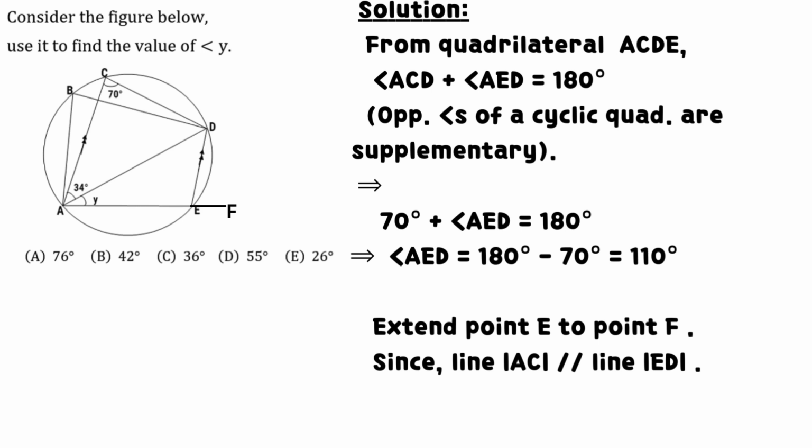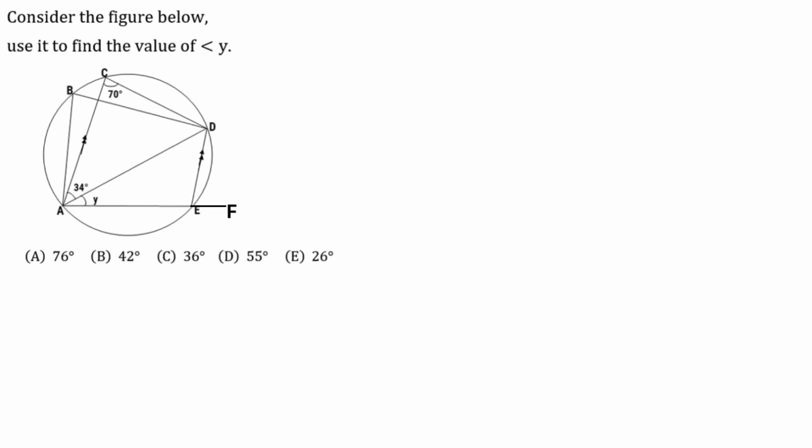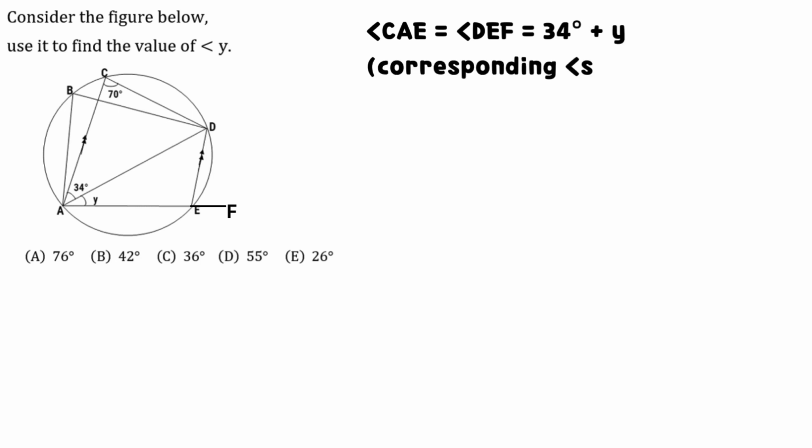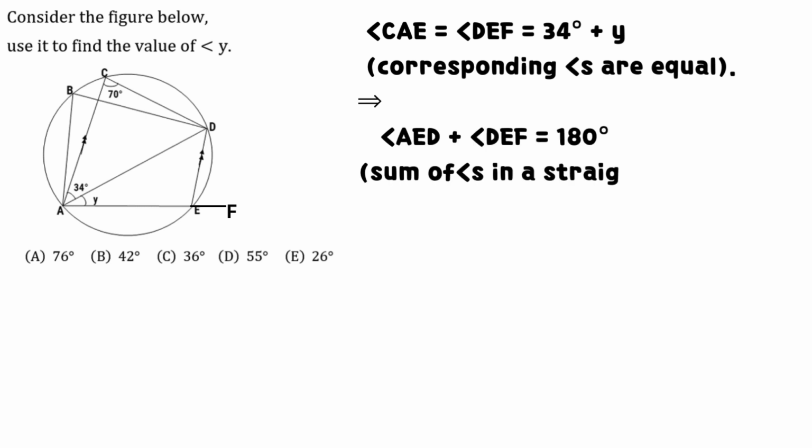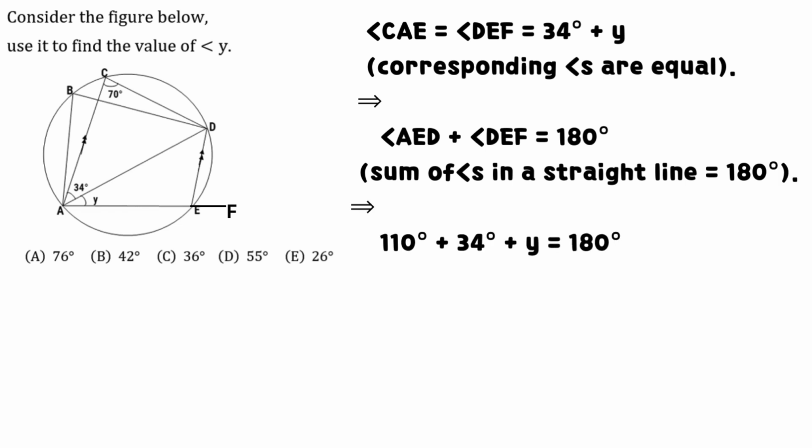Extend point E to point F. Since line AC is parallel to line ED, angle CAE equals angle DEF, which equals the sum of 34 degrees and y. The reason is that corresponding angles are equal.